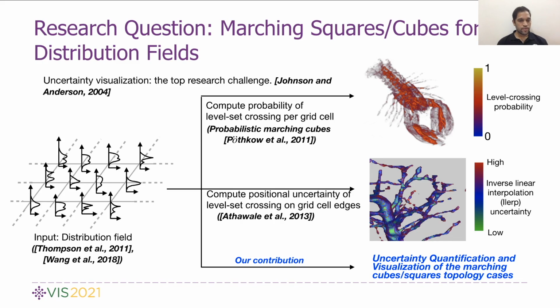For our case, we model the uncertainty in data at each grid vertex using probability distributions, which is a popular way of modeling uncertainty of scalar fields. Now, in the previous studies, the quantities such as probability of level set crossing per grid cell, also known as level crossing probability, and the positional uncertainty of level set crossing on grid cell edges, also known as inverse linear interpolation uncertainty, have been quantified and visualized for distribution fields, but no analysis was performed regarding topology variations of level sets, which we studied.